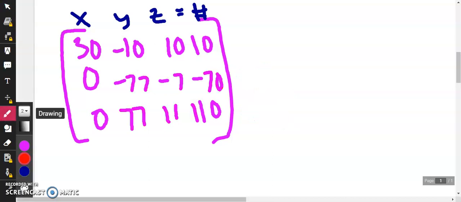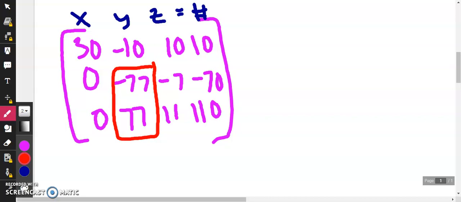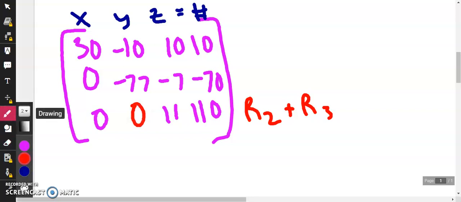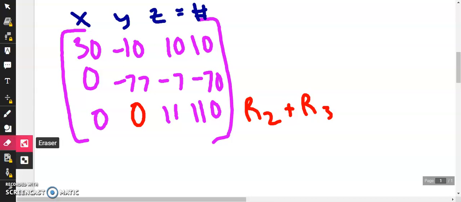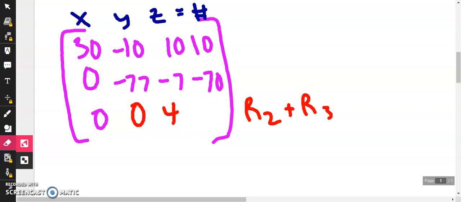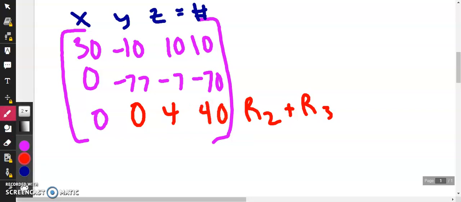And so now my final step is to combine these two to get that 77 to cancel out so that I have zeros in the bottom left corner. So I'm going to take row 2 plus row 3 and put that new answer on the bottom row. So if I do negative 77 plus 77, I get 0. If I do negative 7 plus 11, that gives me 4. And then if I do negative 70 plus 110, that gives me 40.